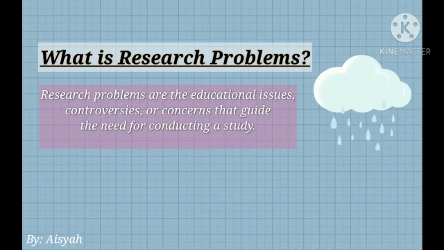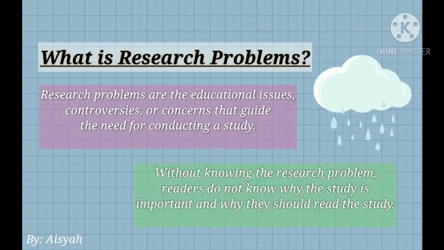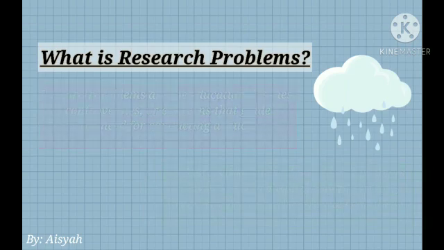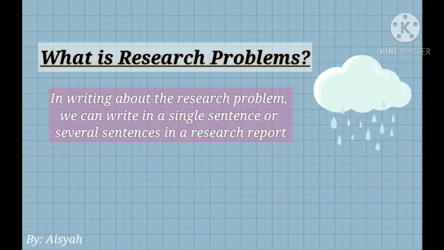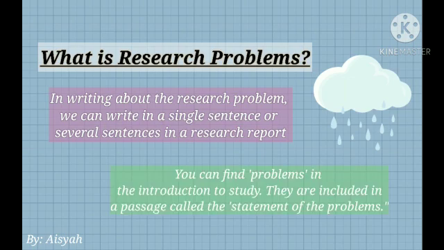Research problems are the educational issues, controversies, or concerns that guide the need for conducting a study. Without knowing the research problem, readers do not know why the study is important and why they should read the study. In writing about the research problem, we can write in a single sentence or several sentences in a research report. You can find problems in the introduction to the study. They are included in a passage called the statement of the problem.